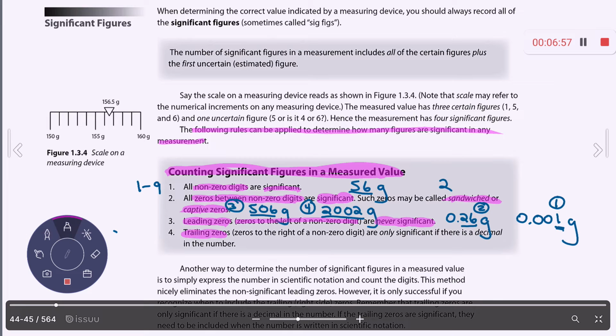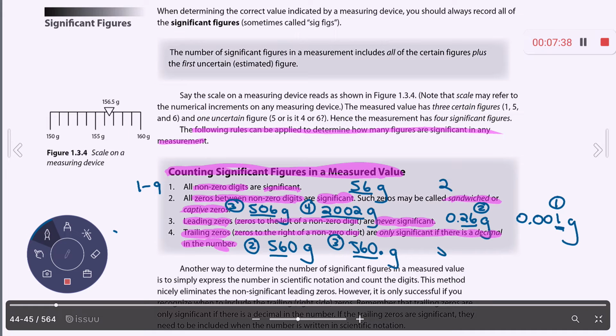Last rule, trailing zeros. Zeros to the right of a non-zero digit are only significant if you see a decimal somewhere in the number. Okay. So if you have something like 560 grams, do you see how I don't have a decimal written? So that means that the 0 on the end does not count. It's not significant. I technically only have 2 significant digits. If you had 560 with the decimal point on the end, then the 0 on the end will be significant. And this would be 3 significant figures.